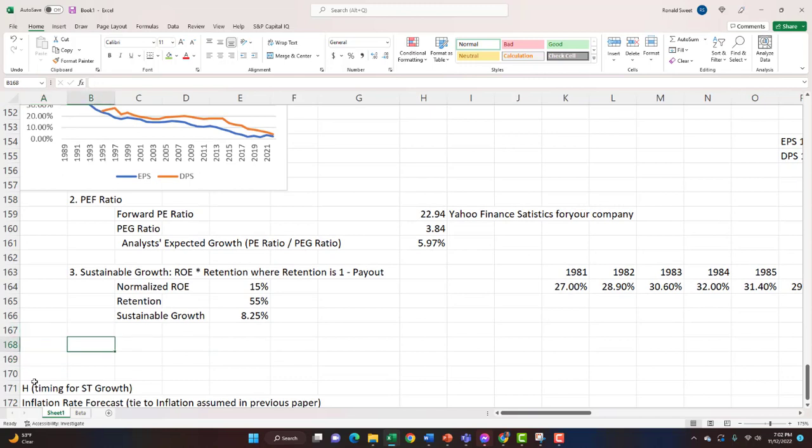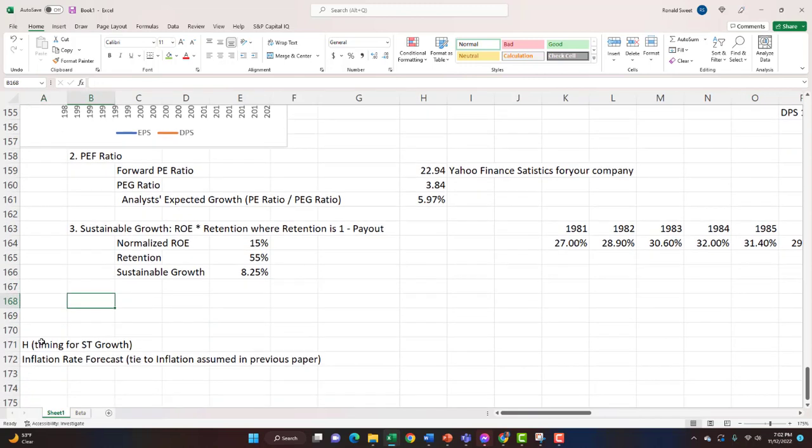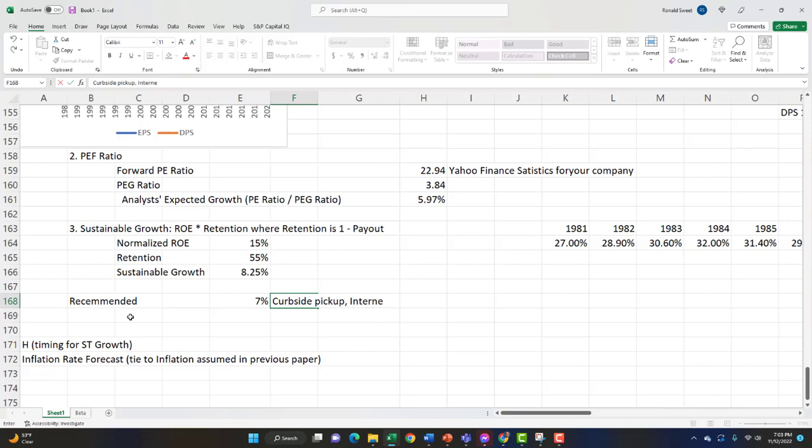For those in my security analysis class, you can have multiple scenarios on both the short-term and the long-term growth. But if I were doing this, I would say 7%, but I have to put some words with it. I'm going to look at curbside pickup, the internet. I think Walmart's actually doing very well on that. Overseas, especially Latin American expansion. I'll say that they could see some good growth.